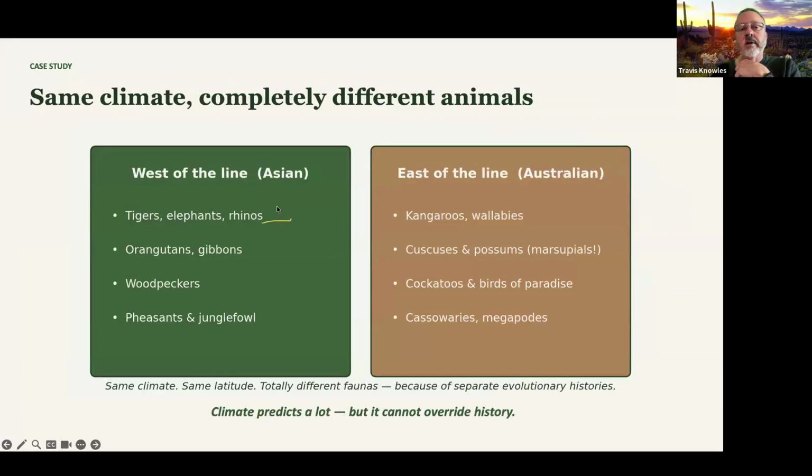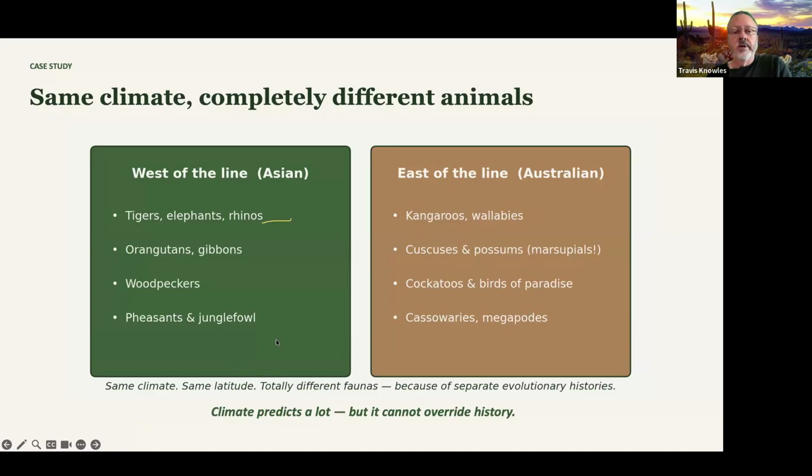So if you go west of that Wallace line, you'll see animals like these, Asian relatives: tigers, elephants, rhinos, orangutans, lesser apes called gibbons, these kinds of birds. If you go east of that line, you find these Australian animals: kangaroos, wallabies, possums. These are all marsupials, and different kinds of birds than you find west of the line.